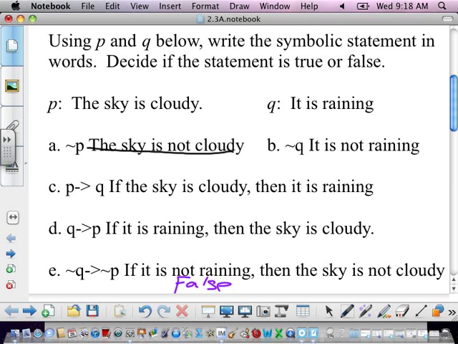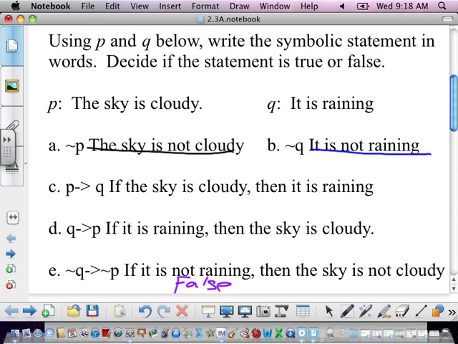Derek? So under A, you should have not P, which means the sky is not cloudy. Right. So if we have not Q, and Q is it is raining, not Q would be it is not raining. There we go. That squiggly line in front means not. Means negative. Make it negative.